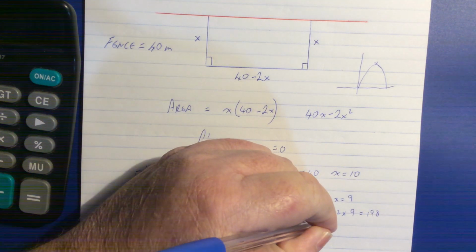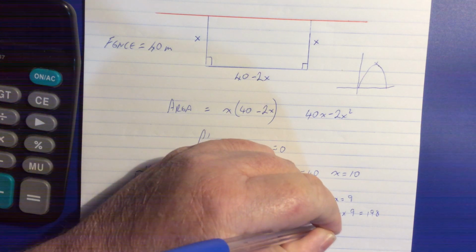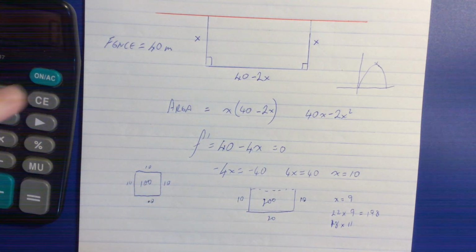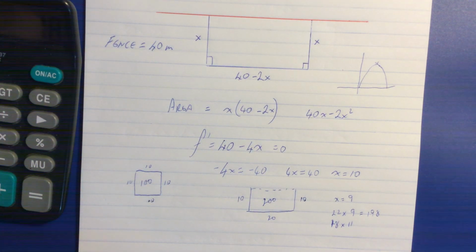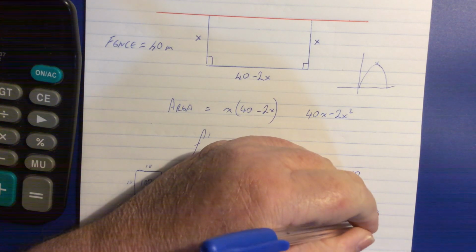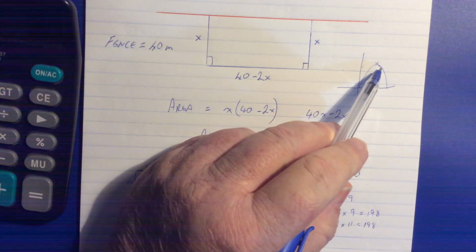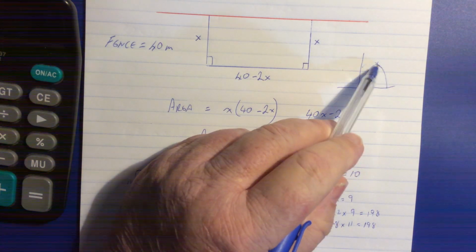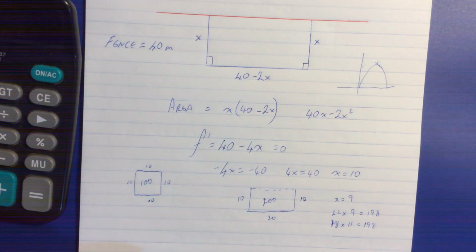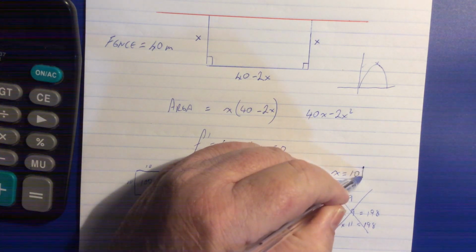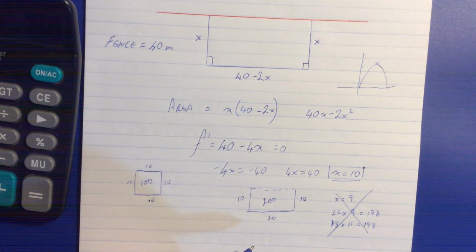Let's try 18 by 11. So make this 11, therefore that is 18. 198. And given the way that our graph looks, we are going to be falling off in this direction and this direction. So we have found our maximum, which is going to be 200 square meters. I think it is. Yes, that's 40 meters.